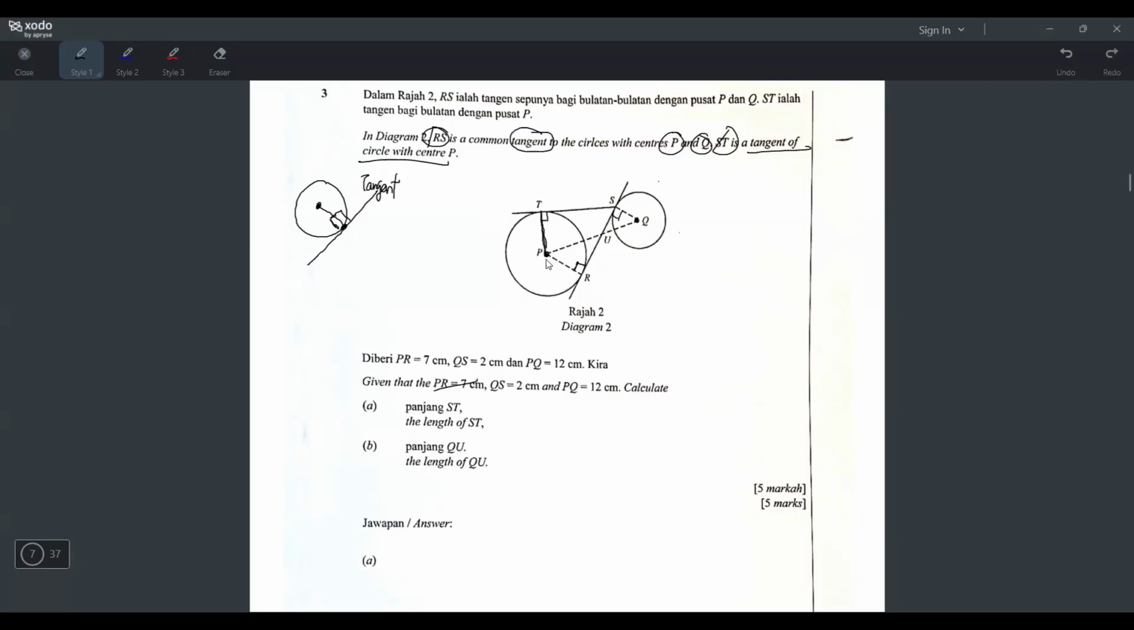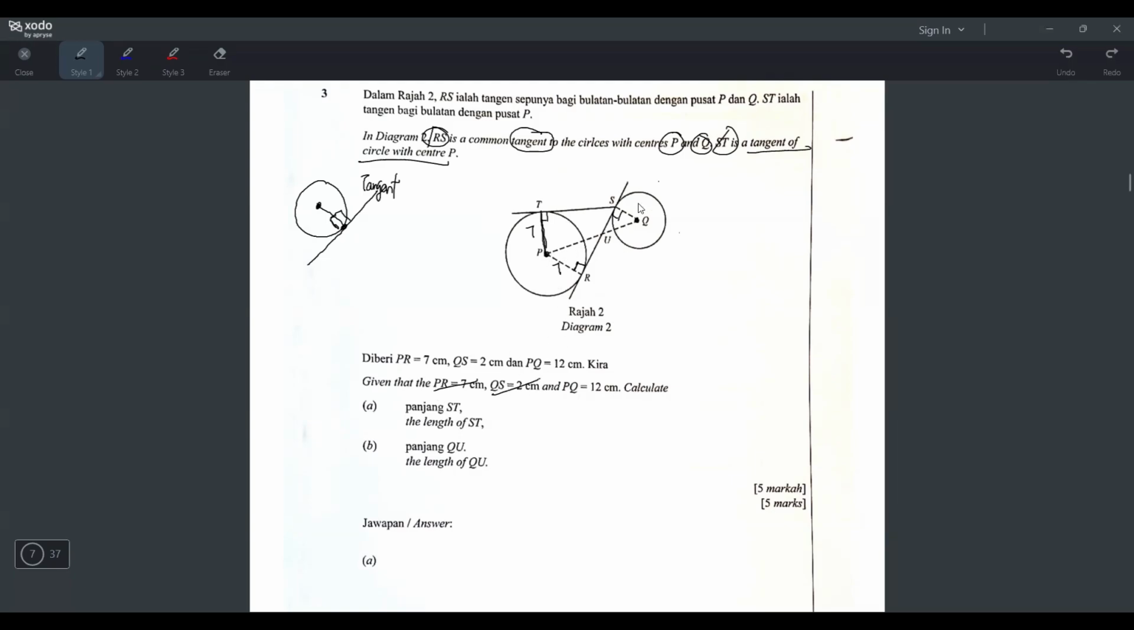Given that PR is 7 cm, so PR is the radius of this circle, 7, right? So I'll just write 7 here. And PT will be 7 also, because PT is also radius. And guess what? The length from here to here will be 7 also. Okay, but I'll erase it for now.